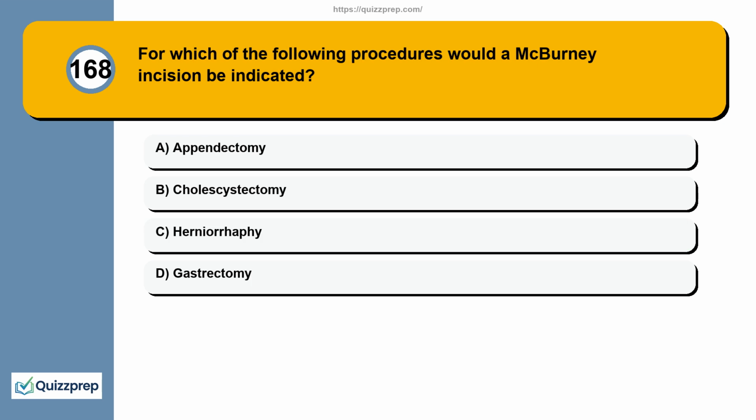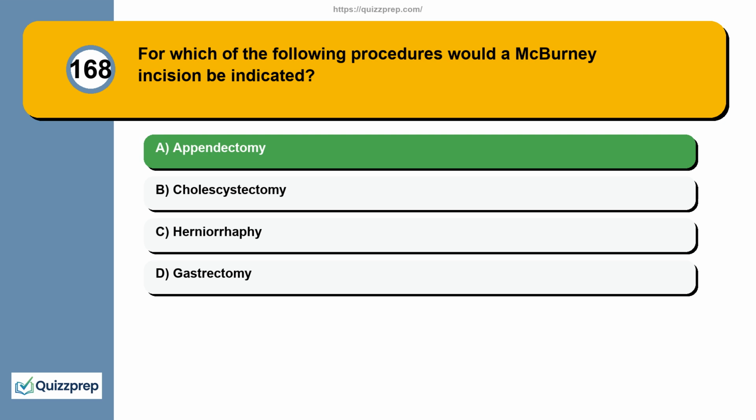Question 168. For which of the following procedures would a McBurney incision be indicated? Option A, appendectomy. Option B, cholecystectomy. Option C, herniorrhaphy. Option D, gastrectomy. The correct answer is option A, appendectomy.